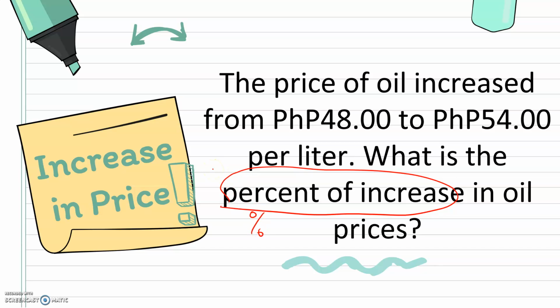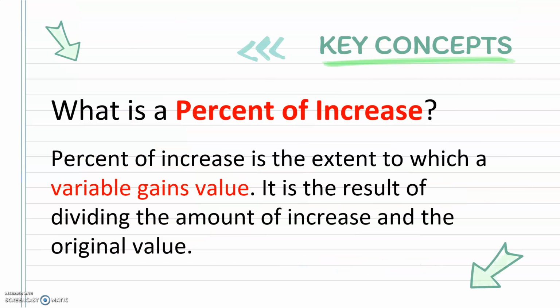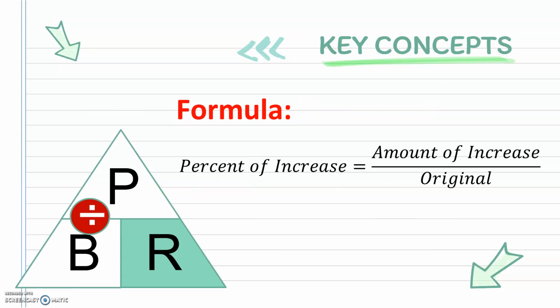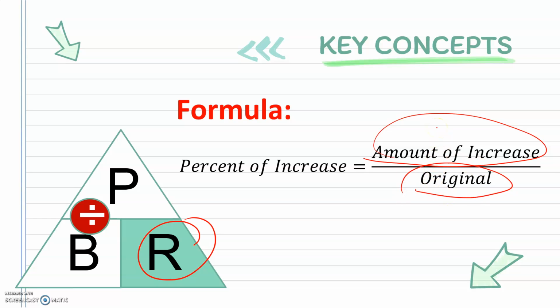Before we answer this problem, it's important for us to know first what percent of increase is. Percent of increase is the extent to which a variable gains value. It is the result of dividing the amount of increase by the original value. So if we use our triangular figure, since percent is a rate, we'll have P divided by B. In this case, our percentage is the amount of increase and our base is the original value. But how do we find the amount of increase?